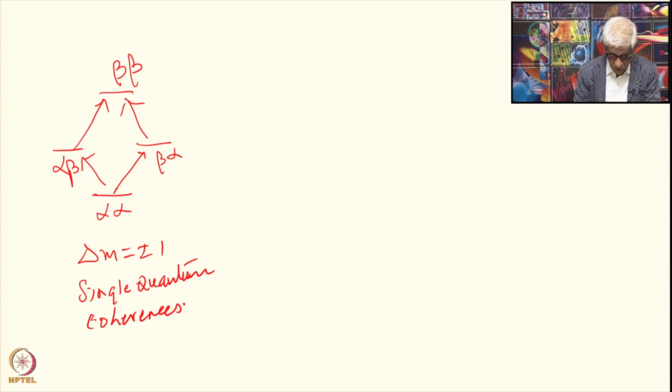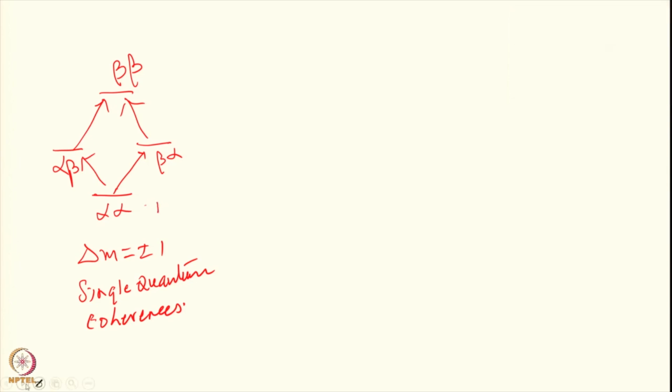These are all single quantum, because what is the m value here? The m value here is 1, here it is 0, here it is 0, here it is minus 1. Therefore, the transitions which I have indicated there are all delta m equal to plus or minus 1. Therefore, these are single quantums.